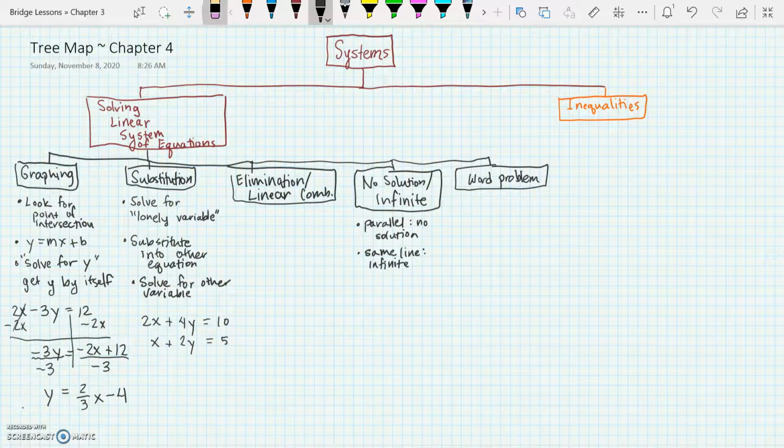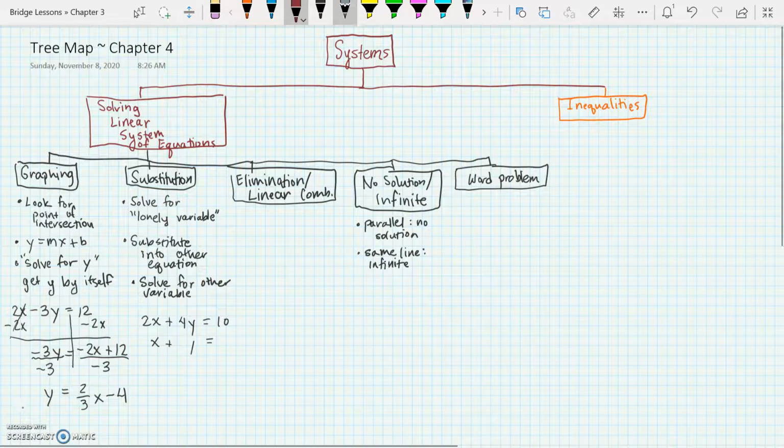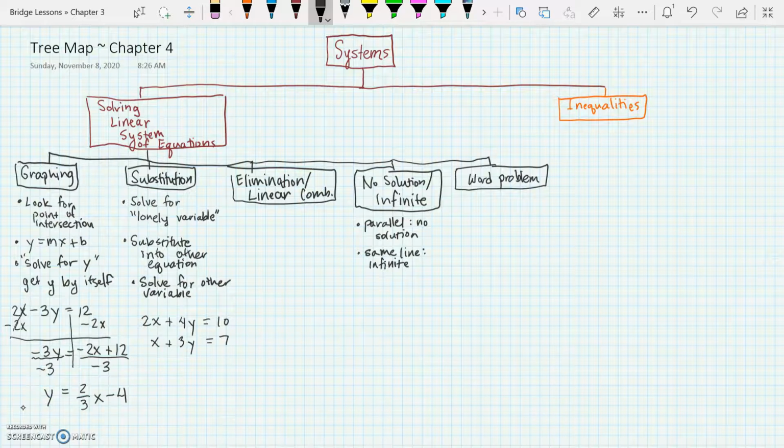Sorry, that was not bad, but I'm still going to change it. Let's say you have x plus 3y equals 7. So then I see that the loneliest variable here is x. So I have x equals, I'm going to subtract 3y, so the x can be by itself. 7 minus 3y. I can't subtract those because they're not like terms.